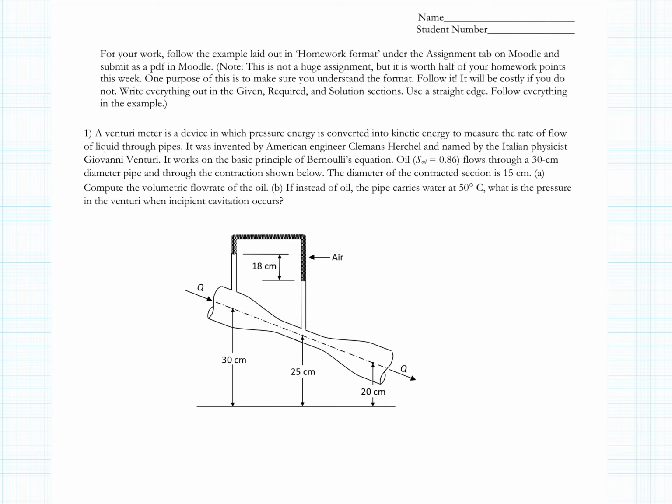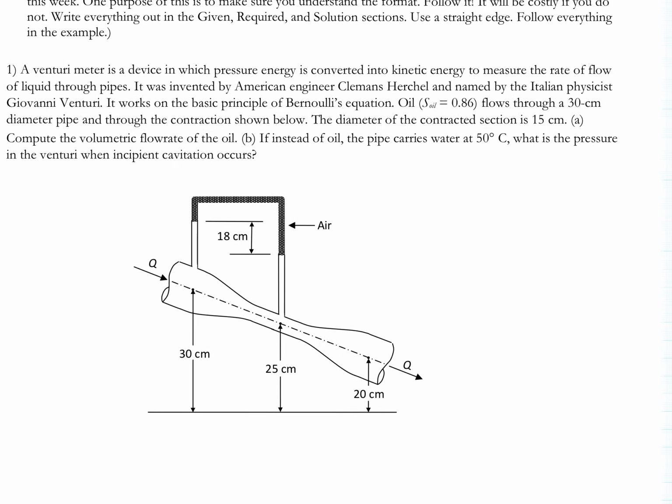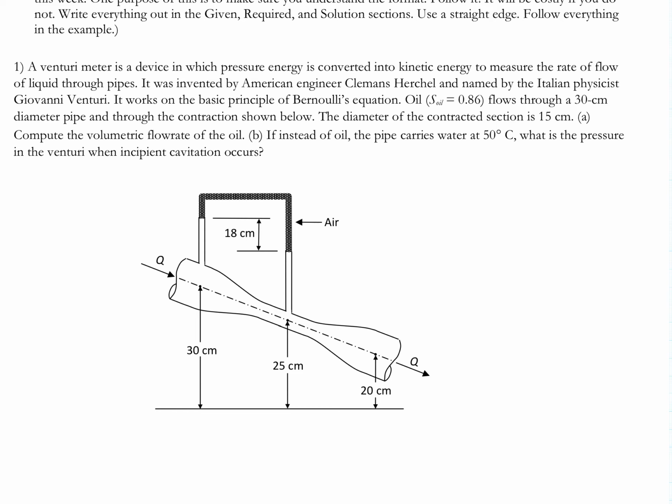All right, today it's spring 2021, and we're going to do this problem. A Venturi meter is a device in which pressure energy is converted to kinetic energy. So basically you've got pressure in this wider portion of this pipe over here, and it's being converted into kinetic energy by going through the contraction. By going through the contraction, it speeds up, and so it becomes kinetic energy, to measure the flow rate of liquid through pipes.